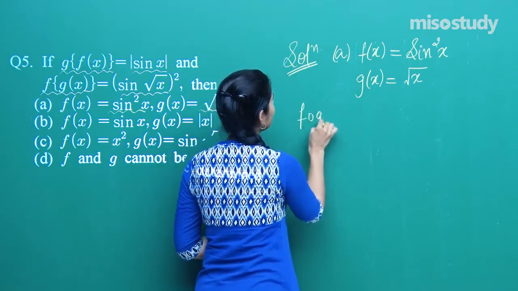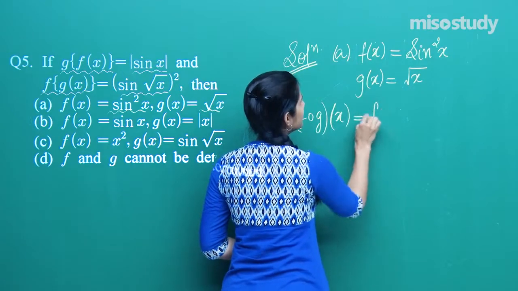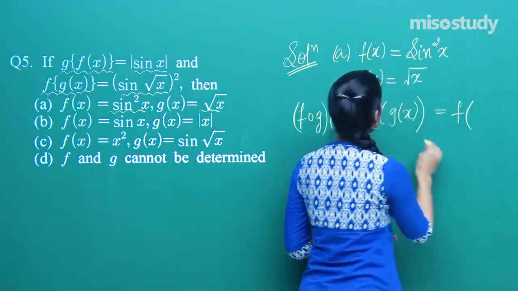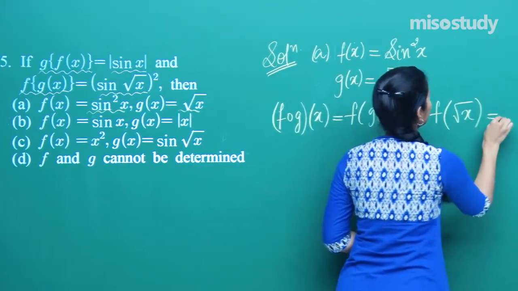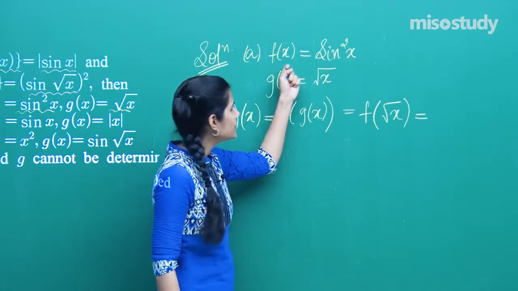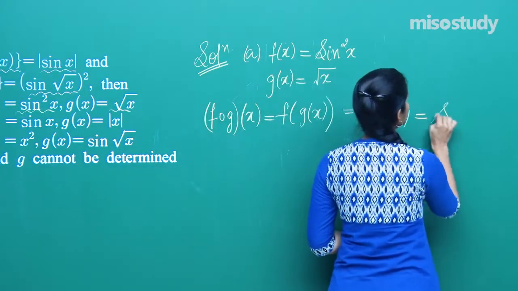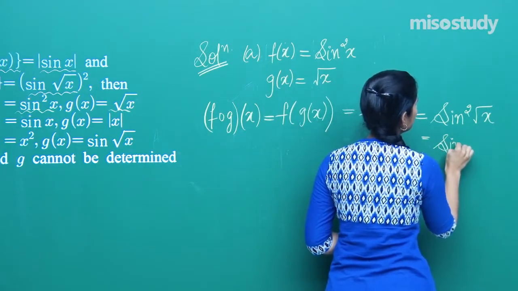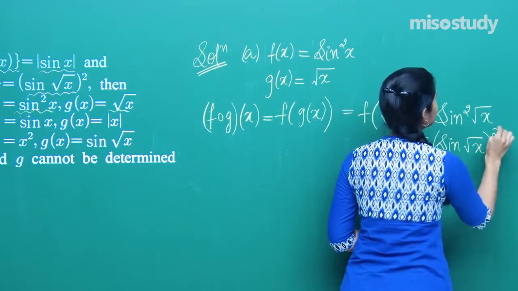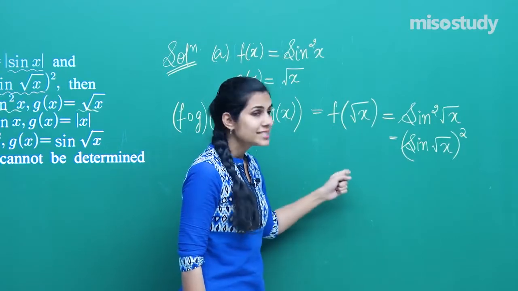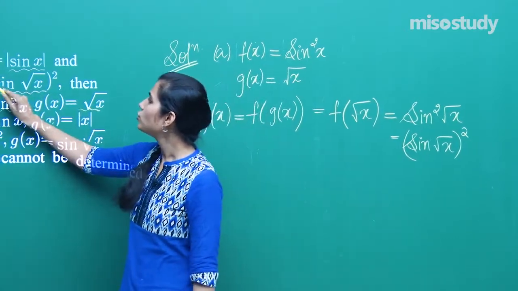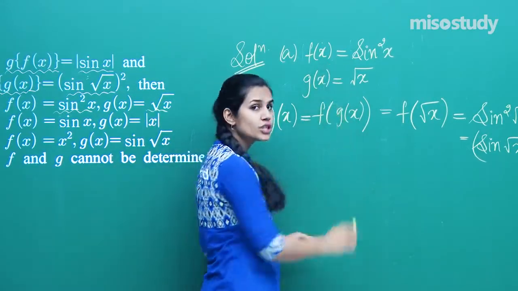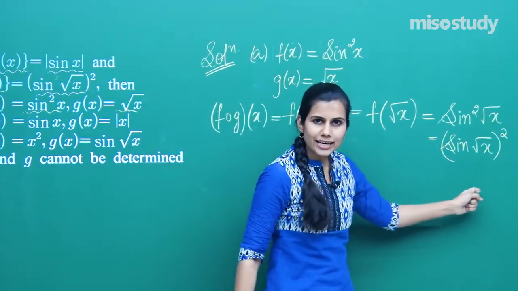So FOG of x is f of g of x, which is f of root x, and what does f do with any input? Sine square of that input. So this is sine square root x, which can be written as sine of root x whole square. And this is the given FOG to you, sine square root x. That means with this f and this g, definitely FOG is coming out to be sine square root x.